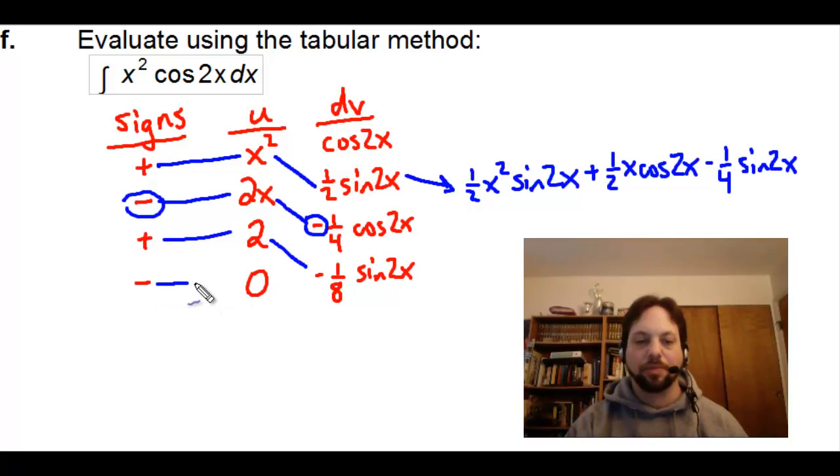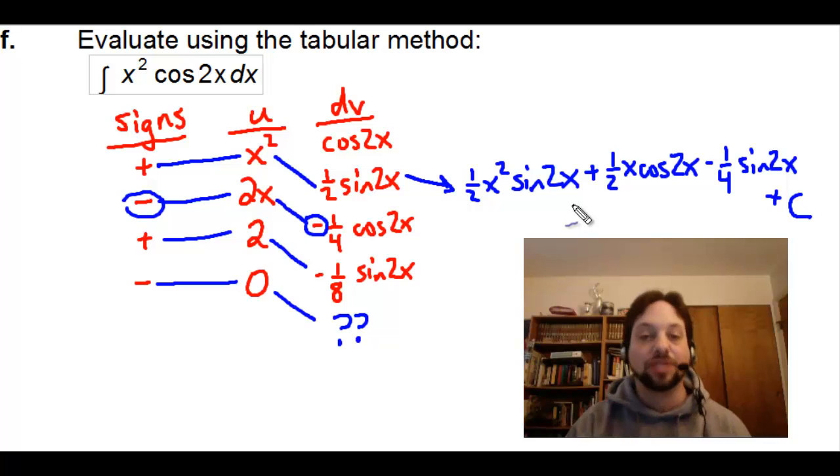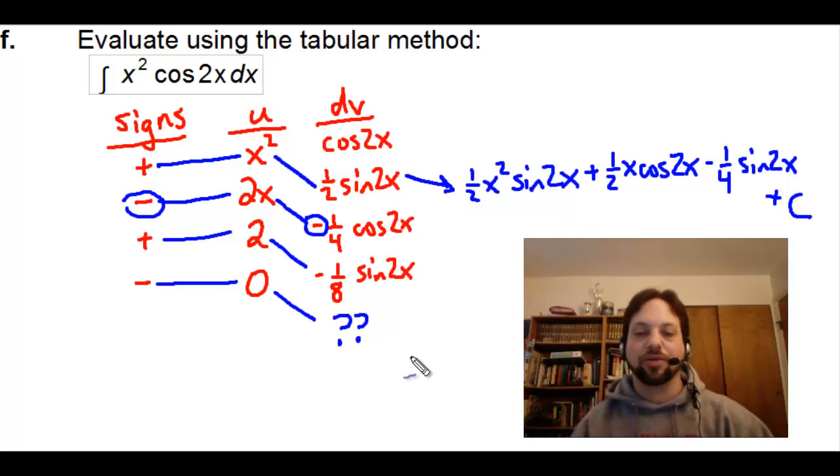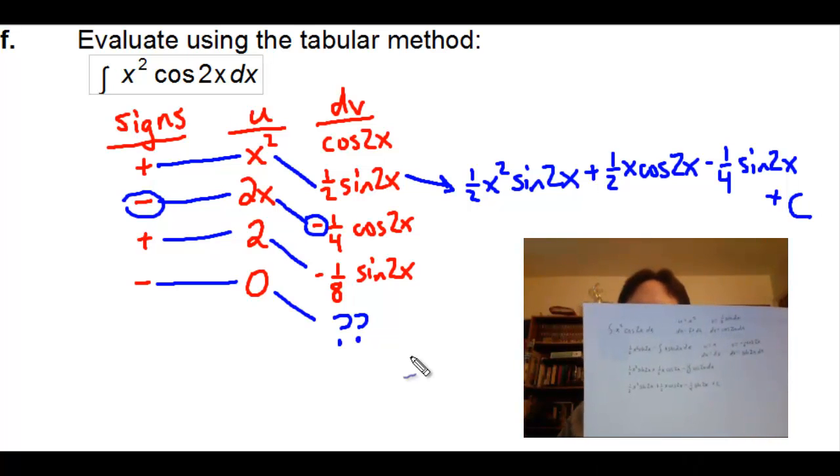I could keep going, but here u has hit 0, so it doesn't really matter what's left. It's just going to zero out anyway. So I have all this. I can go ahead and add my plus c to it. And if you did try doing this using integration by parts the standard way, you should get exactly the same answer as you see with the tabular method.